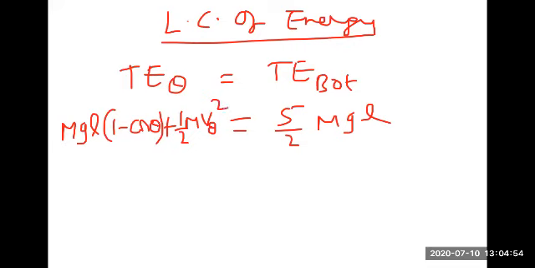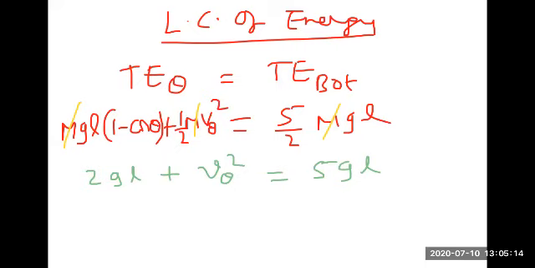I can cancel the term m. Here m, here m, here m, I can cancel. And multiply everywhere with 2. Multiply everywhere with 2 also. So I can write 2gl plus v theta square. Here also 2 2 will be cancelled. And I can write 5gl.